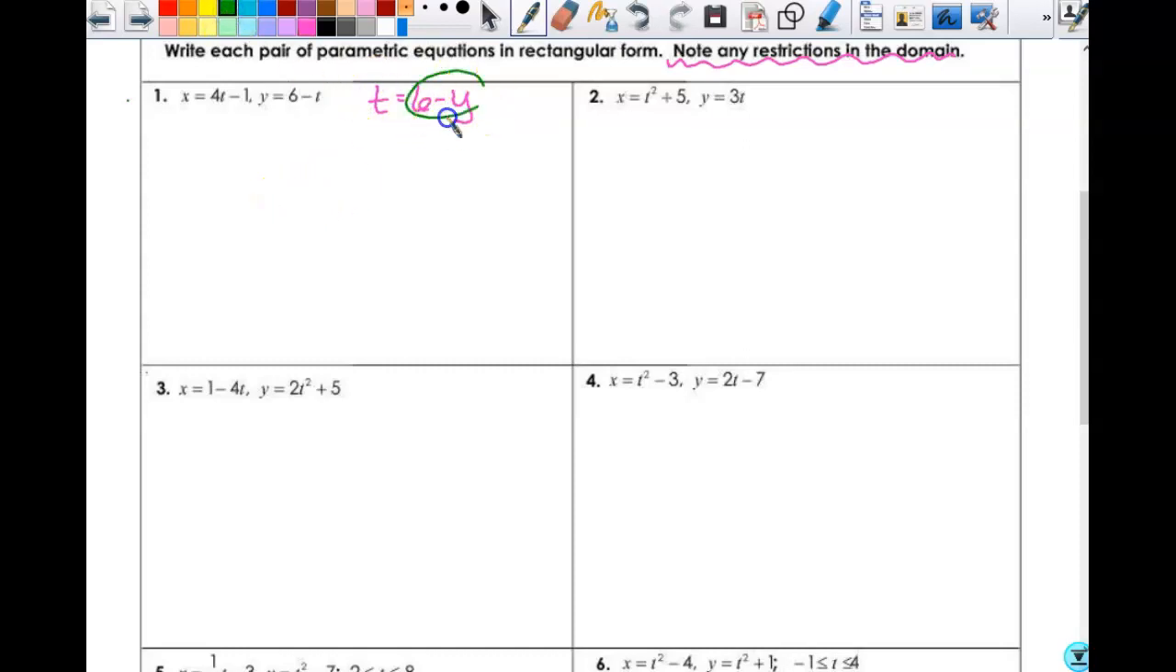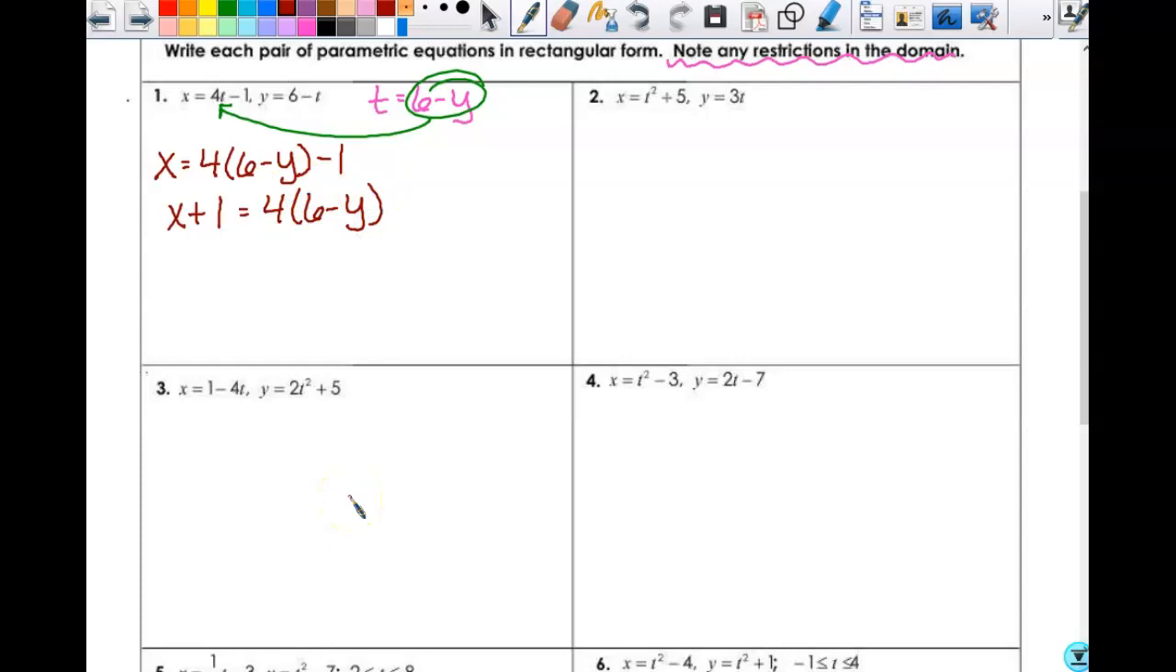Now that I have that, I'm just going to take this, substitute it in for t right here. This will give me x equals 4 times (6 minus y) minus 1. So one thing I'm not going to do on any of these is distribute. I can, and it wouldn't make it wrong, but on some of the other problems, it's going to make it more difficult for me to finish the equation. So I'm just going to leave it like that and solve for y from here. So I would add 1 to both sides. Gives me x plus 1, not x plus 4. See, I told you. That's equal to 4 times (6 minus y).